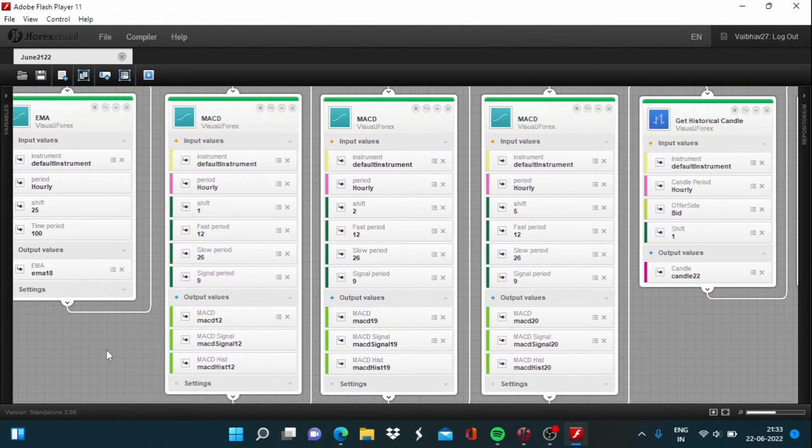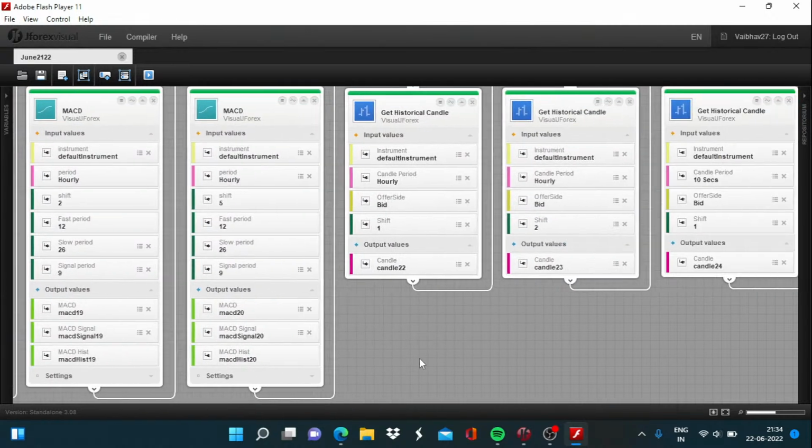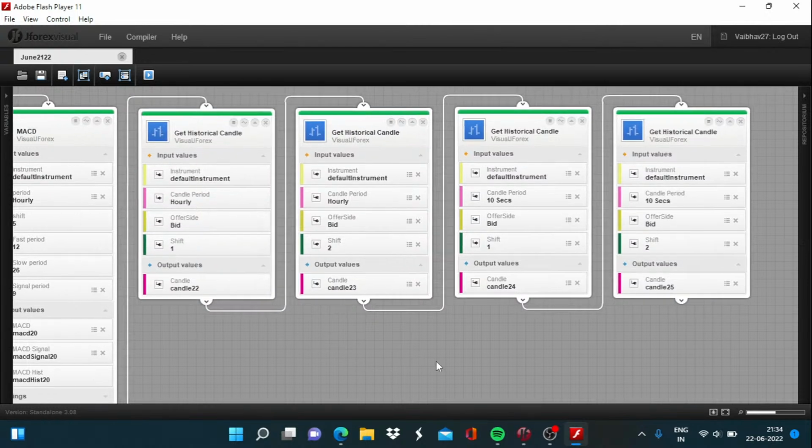To then pinpoint the entry, we will be taking the help of MACD crossover. So for that, these three MACD indicator blocks with the hourly candle period have been added with the look back period of 1, 2 and 5 respectively. And to look at the price volatility, we are taking the help of these info candles or get historical candle.